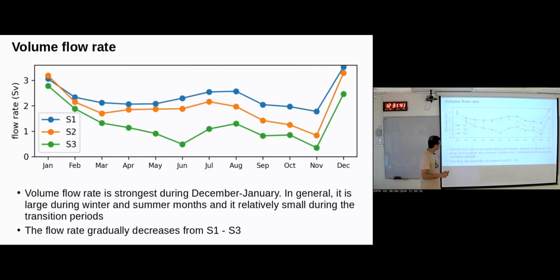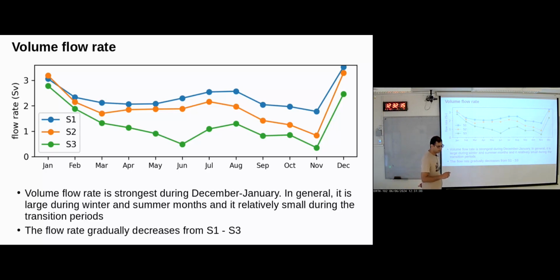Here I have plotted the volume flow rate. So in winter and summer the flow rates are high, slightly higher during winter than summer, and the values reach as high as 2 to 3 Sverdrups, which is quite a lot. And in the transition period, we find that the boundary current gets somewhat weaker.